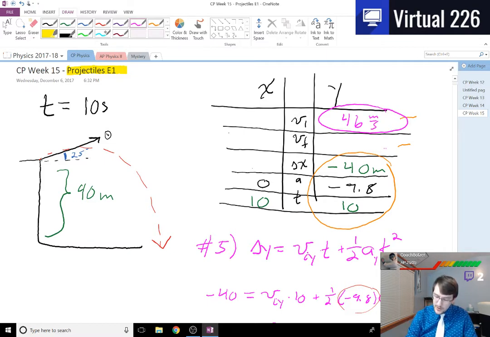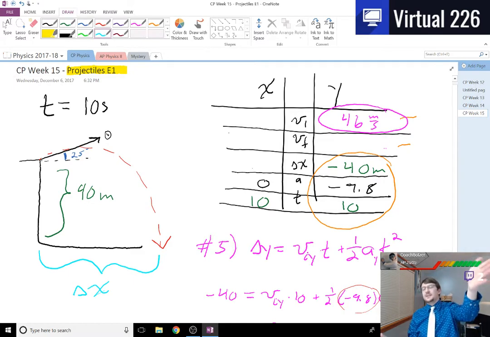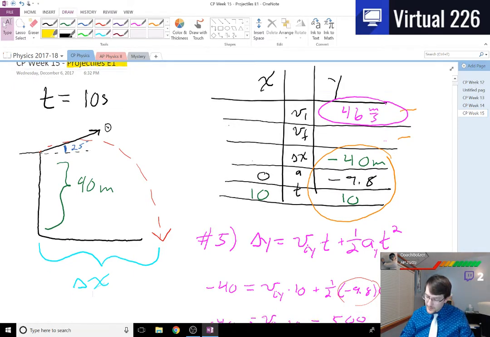But in this problem, let's actually try to figure out how far away this thing actually landed. How far did you get that bagel into the Grand Canyon? What are you going to be feeding?